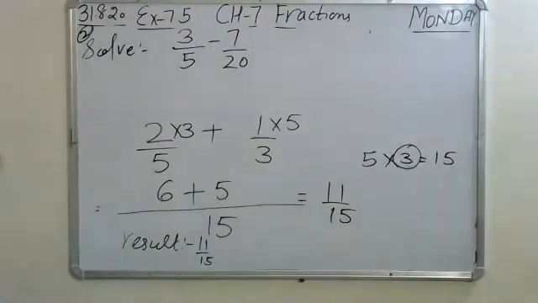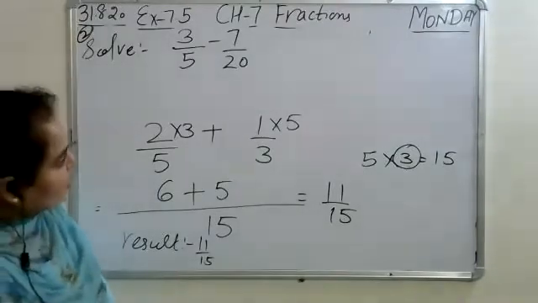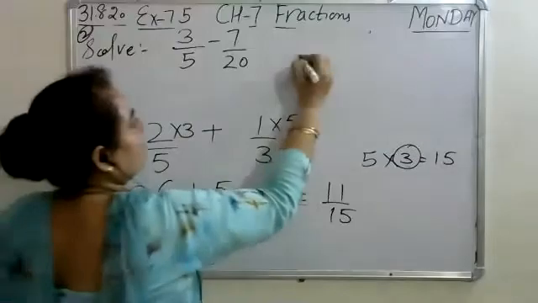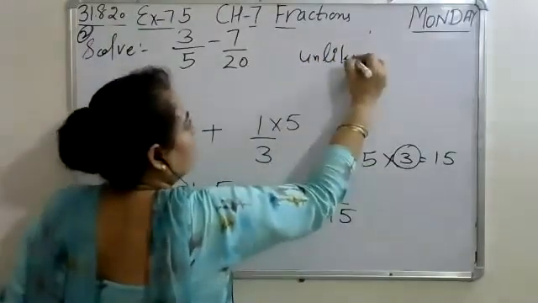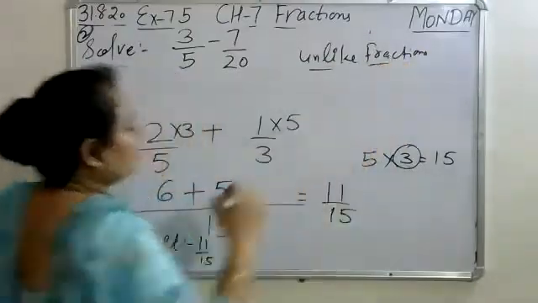Ma'am, first we will find the LCM. Yes. Now tell me, why will you find the LCM? What is the reason? Ma'am, because the fractions are unlike fractions. Because the given fractions are unlike fractions. Yes, very good.